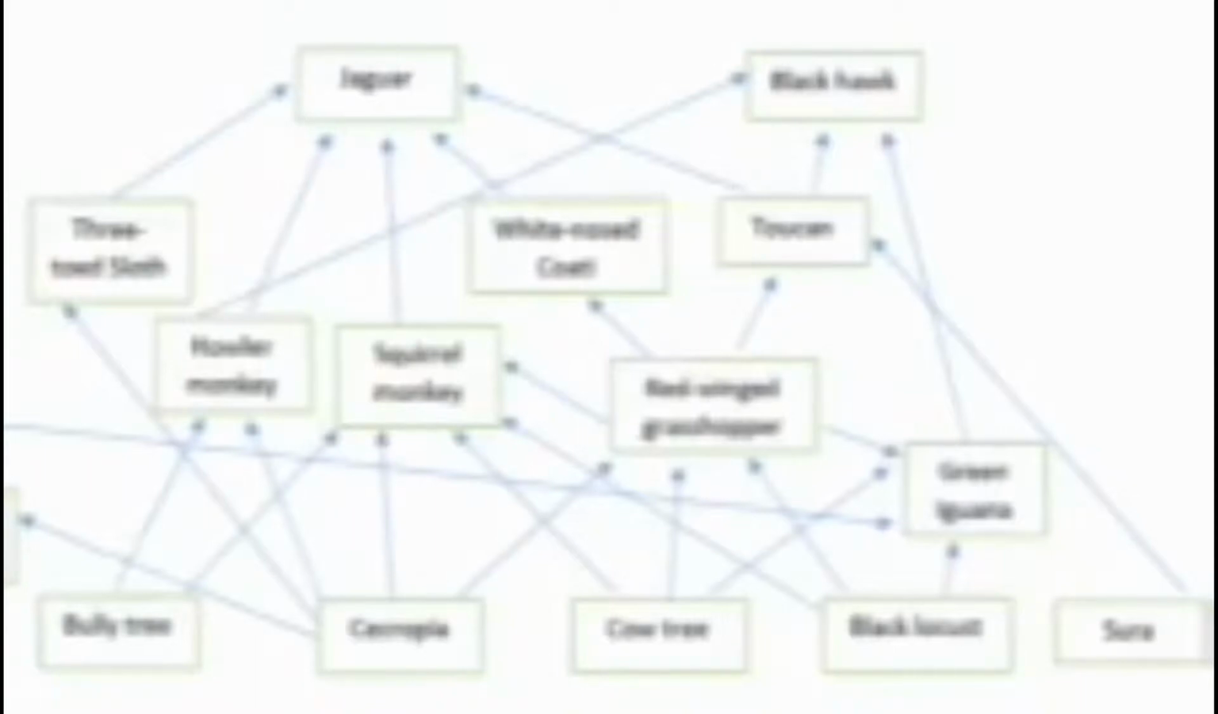These are also classified as heterotroph consumers and omnivores because they rely on the plants and animals for their energy and food supply. Green iguanas, grasshoppers, sloths, squirrel monkeys, and frogs are the source of food and energy for those omnivores. However, this is a herbivore trophic level, meaning they only feed on plants. The producers or autotrophs of the ecosystem are bully trees, cecropia, black locust, cow trees, and sura, which make up the bottom of the trophic level.